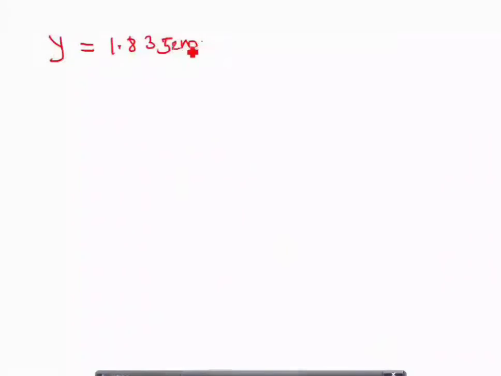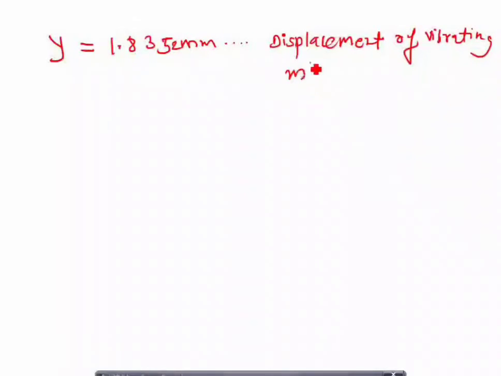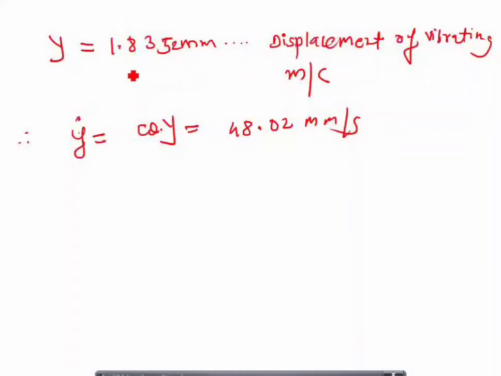1.8352 mm. So what is this? This is nothing but a displacement, or you can also call it an amplitude of a vibrating body or machine. Okay. Now you can easily compute the acceleration and the velocity. So what is velocity? Velocity of a vibrating machine, y dot, is equal to omega into y. So that becomes 48.02 mm per second, because I have considered y in mm, 1.8352, and omega in radian per second, which is 26.70.